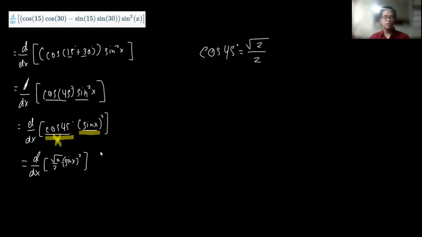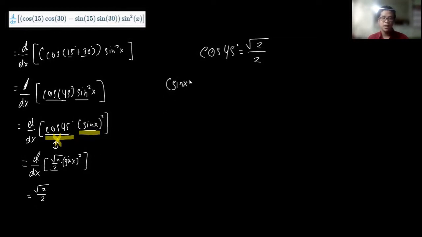So you see, these two are just constants. Don't touch them. Instead of using product rule and such, no need. It would be a hassle. Just leave it be. You can either use cosine 45 degrees or square root of 2 over 2. Either way, don't touch it. So let's just leave square root of 2 over 2 behind. Next, we're going to do chain rule here.